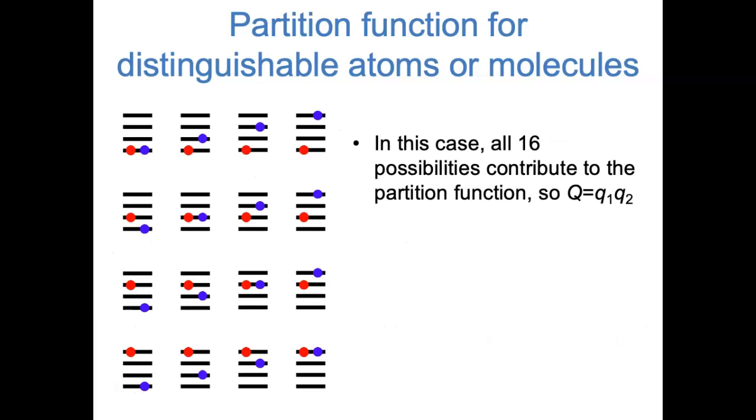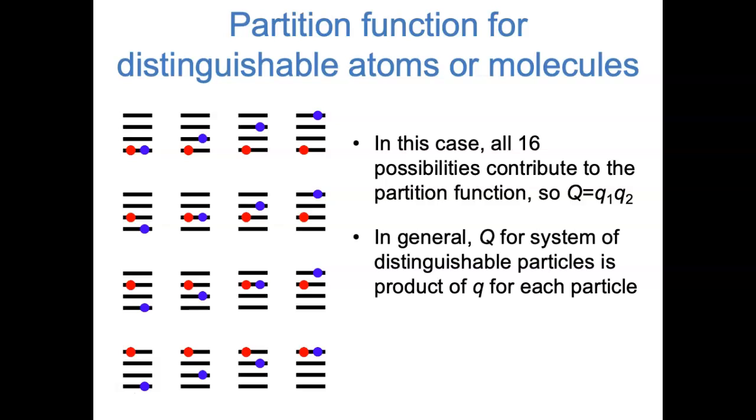To summarize, in this example where we had 2 distinguishable atoms in a crystal, there were 16 possibilities that all contribute to the partition function, and it came out that capital Q, the partition function for the whole system, was equal to the product of Q1 and Q2, the partition functions for the individual atoms. It turns out that this result is general for distinguishable particles. Capital Q, the multi-particle partition function, is equal to the product of all the lowercase q's for each individual particle.